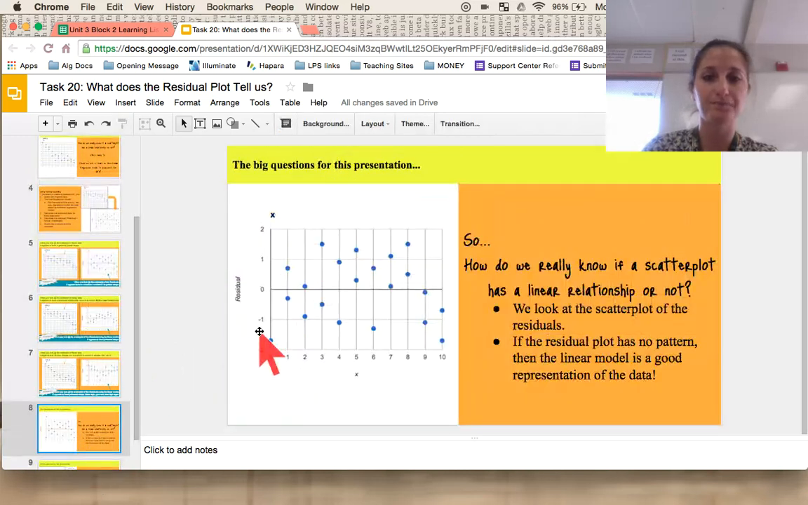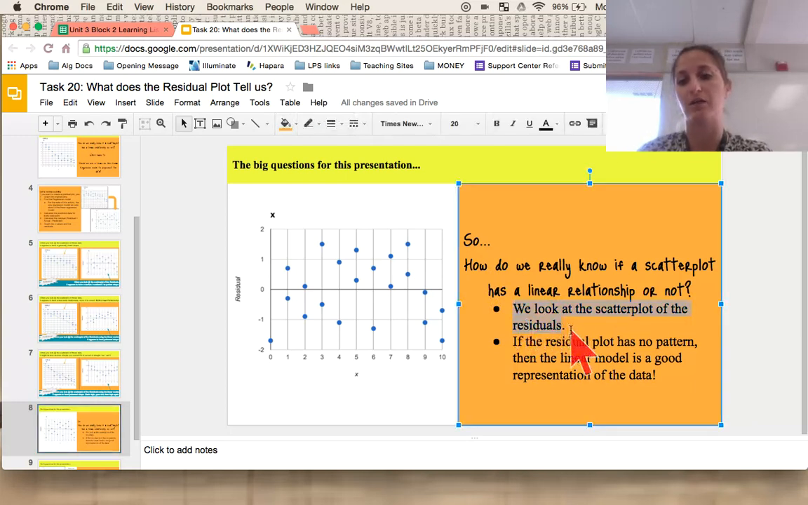And so the big question is, how do we know if a scatter plot is linear or not? What we do is we look at the scatter plot of the residuals, and if the residual plot has no pattern, then the linear model is a good fit for the data.